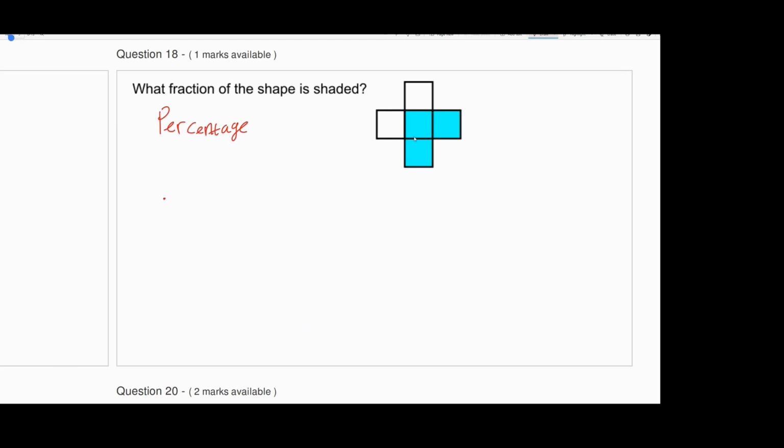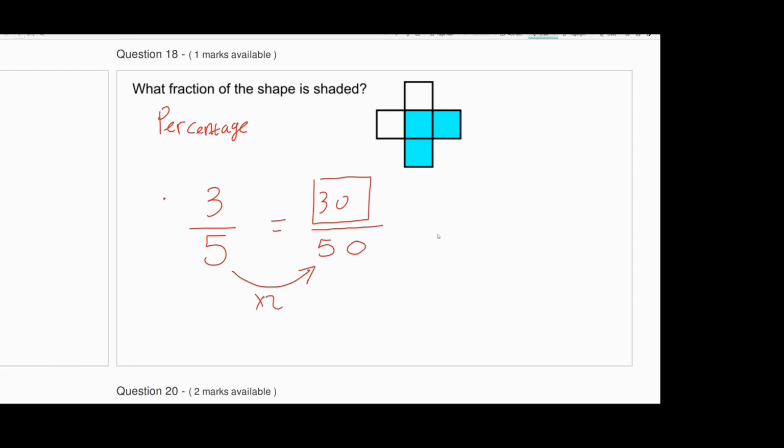Yeah, 3/5. Brilliant. So we say 3/5 is shaded. So what would that be over 50? So 3/5 is going to be what out of 50? Think about what I've had to times 5 by to get 50. Yeah, 30 out of 50.